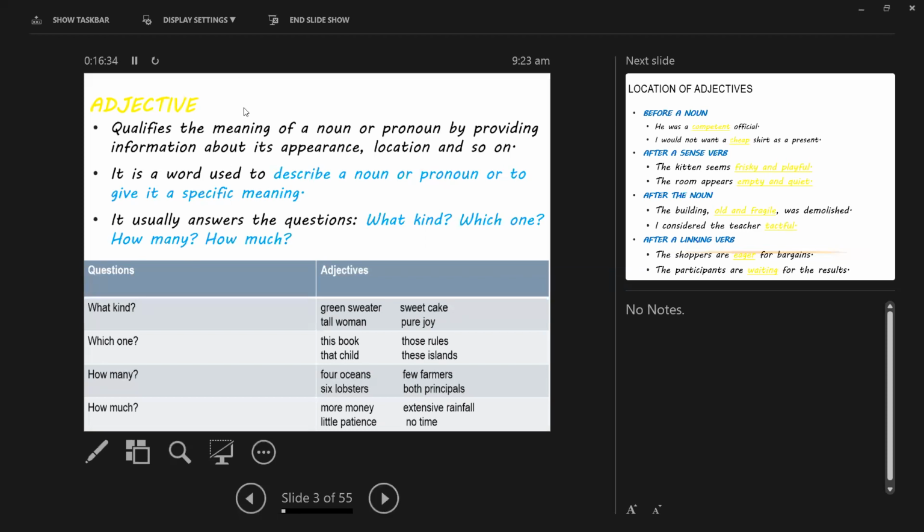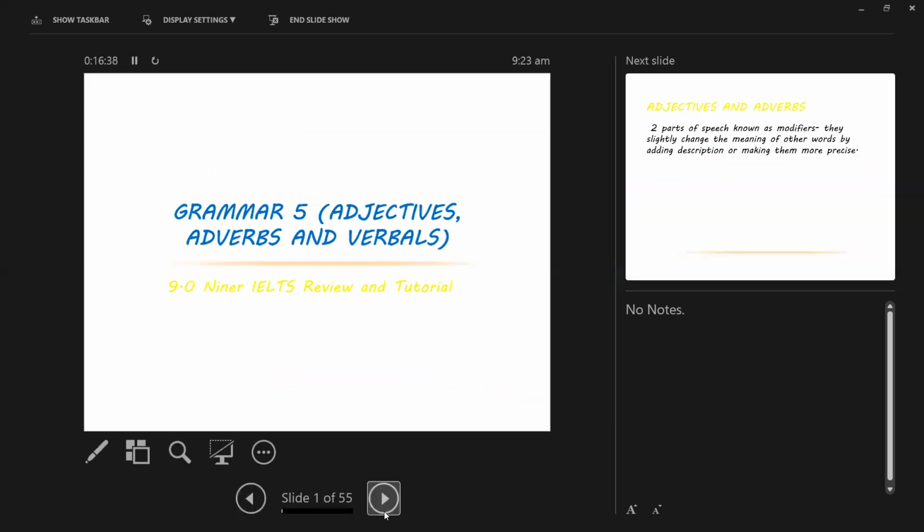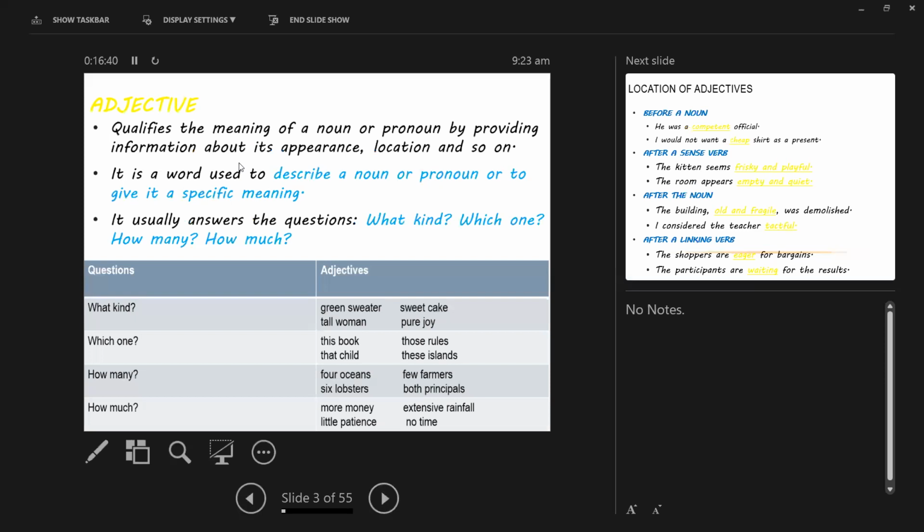Okay. So here we go. Now that we're clear between adverbs and adjectives, we're going to first focus on adjectives. It says here that it qualifies the meaning of a noun or pronoun by providing information about its appearance, location, and so on. So when we say qualifies, it adds quality.